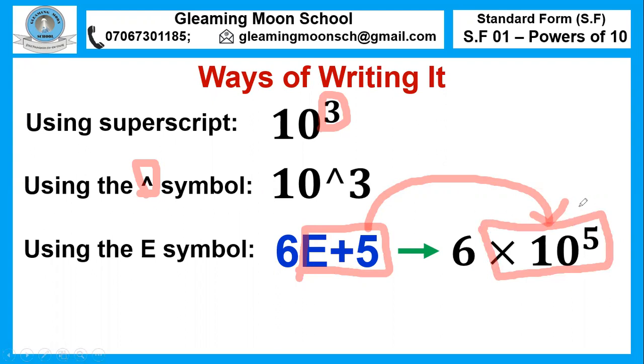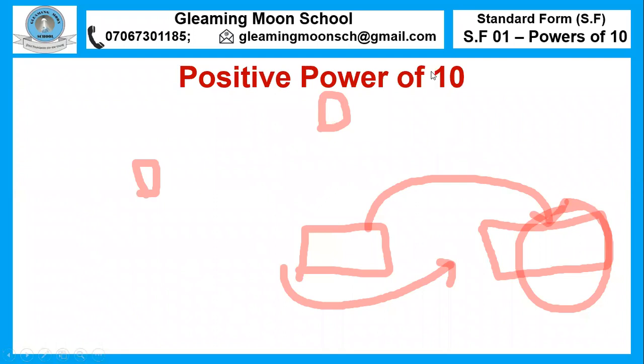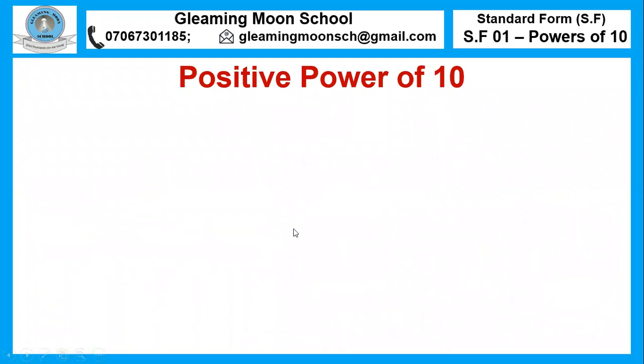So you can see your power of 10 here, 10 raised to the power of 5. So this 6 still refers to this 6. Okay, so we have 6 and then E plus 5 meaning times 10 raised to the power of 5. Okay, so these are the 3 ways that we write powers. Okay, now let's move on to the positive powers of 10.